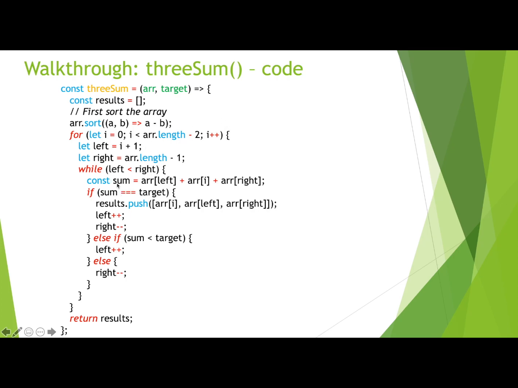Inside the while loop, we want to calculate the sum every time we iterate. So we want the sum of the left plus I plus right. And then we're basically saying if the sum is equal to the target, just push that triplet into our results array, and then move both pointers inward. So left will increment, right will decrement. Otherwise, if the sum is less than the target, then we're going to move our left pointer over to the right, which will essentially increase our sum. Otherwise, our target is less than our sum, so we're going to move our right pointer to the left, which will decrease our sum. And then we're just returning the final results array.